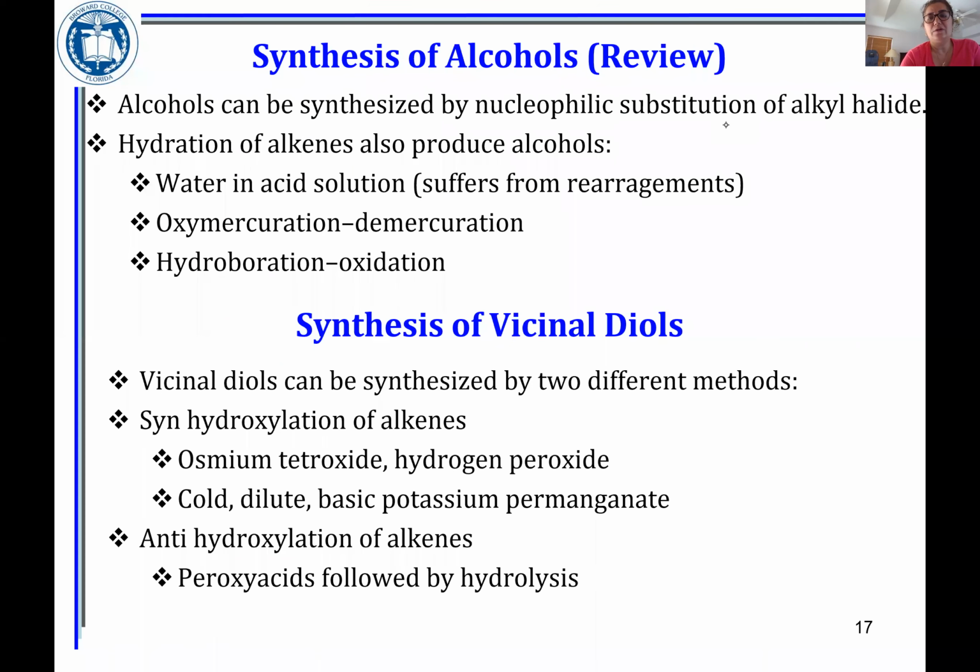To synthesize alcohols, you have seen some of these reactions already. One is to hydrate an alkene. You have 3 ways to hydrate an alkene. One is to use H2O, H+, which is called direct hydration; you're adding water in acidic solution. Second, you would use oxymercuration-demercuration, where you have to memorize the reagents. Third, you would do hydroboration-oxidation.